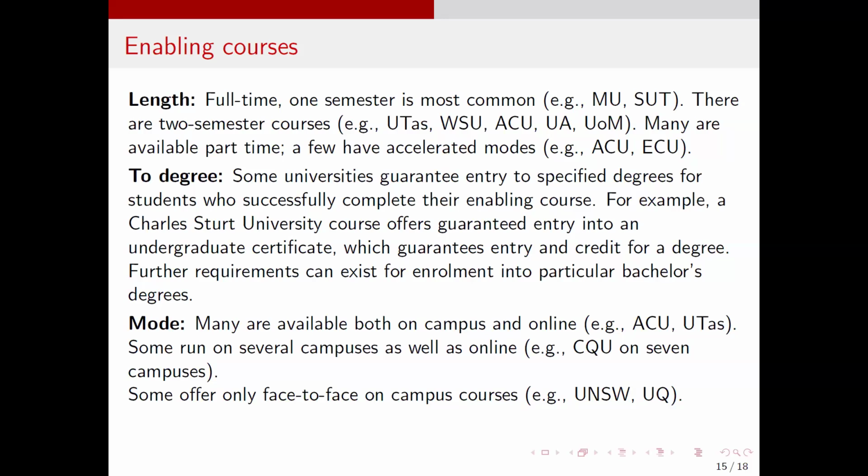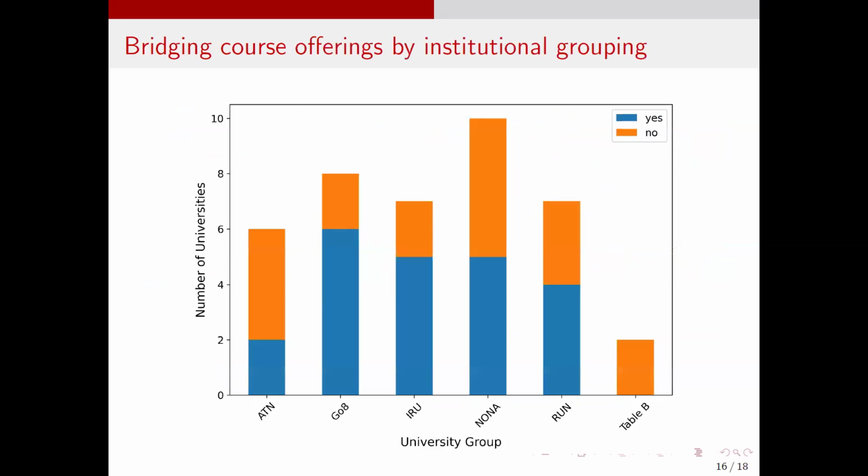Mode, of course, was all over the place. There were a lot online, a lot on campus. Central Queensland Uni was a little unusual in that it offered enabling courses on 7 campuses. I was impressed by that. Some offer only face-to-face courses. So you can see with the enabling picture, you can pretty much get everything.